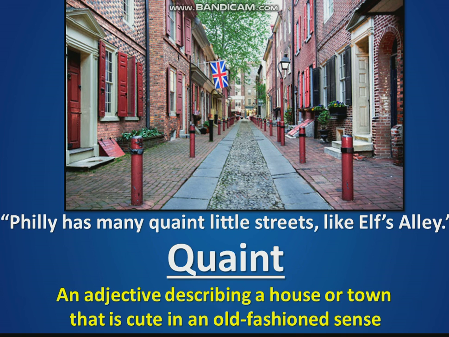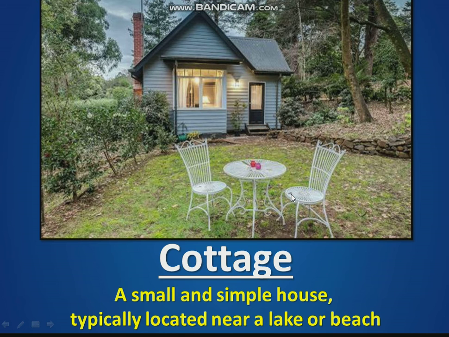Quaint. Quaint is an adjective describing a house or town that is cute in an old-fashioned sense. For example, my city is called Philadelphia, but its nickname is Philly. Philly has many quaint little streets, like Elf's Alley. This is a quaint little street. This is Elf's Alley in Philadelphia. Quaint little street. Quaint, the quality, little, the age, and then the noun. Quaint little streets.